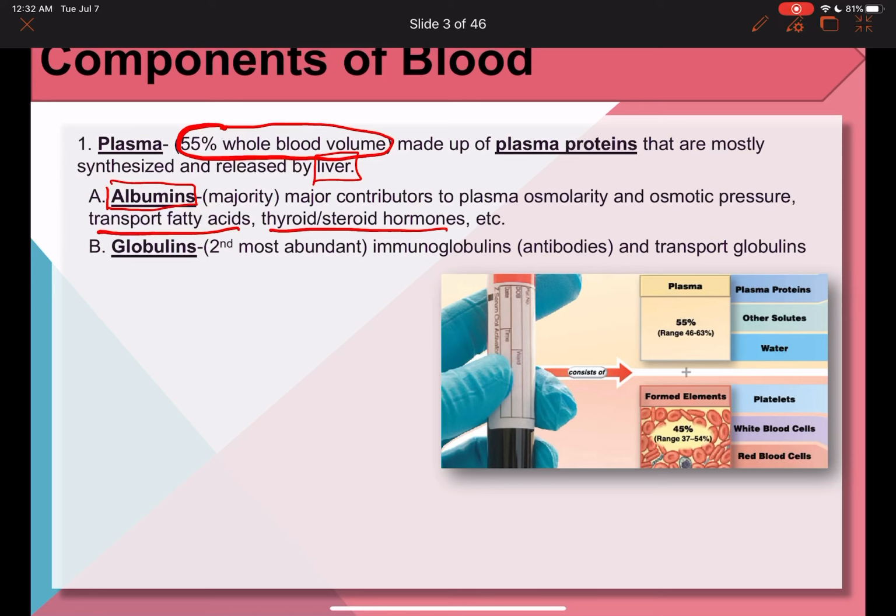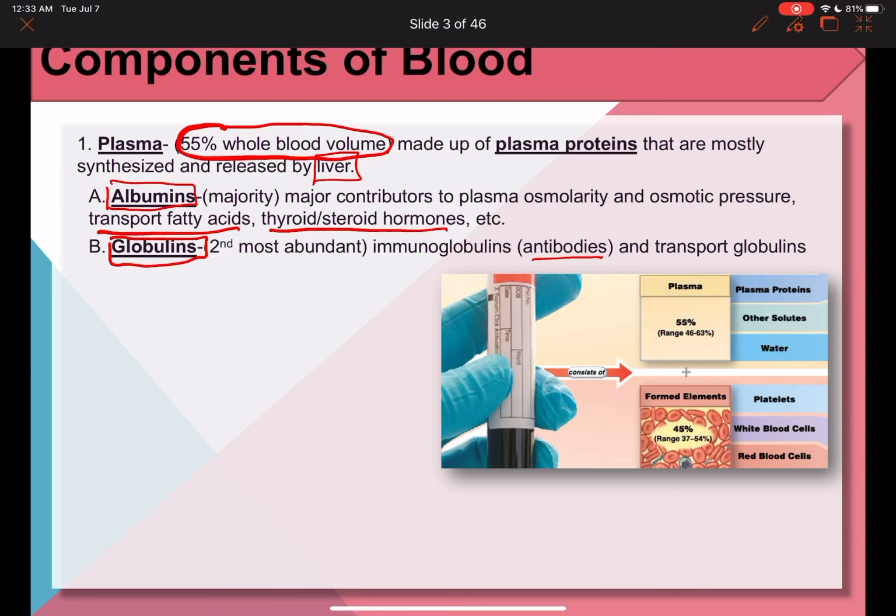Now, the second most abundant protein group within the plasma is globulin. These include immunoglobulins, which are antibodies produced by our immune system, of course, which is why there's such a thing as plasma donation versus whole blood donation, because those proteins within the plasma can be very helpful to another person that has some rare genetic disorder, for example, that requires certain clotting factors or antibodies within the plasma that can help that particular individual.